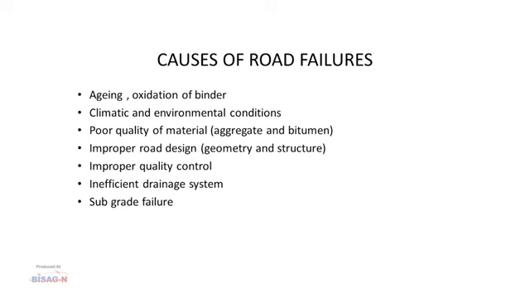Next is the inefficient drainage system. Drainage plays a very vital role because water is the biggest enemy of the road surface. If the drainage system is not proper, water will start percolating from the top surface, from the bottom surface, from the subgrade, and ultimately the road surface will fail. So we have to design a proper drainage system in the road, along and across the roads, so that water is efficiently drained off from the surface.